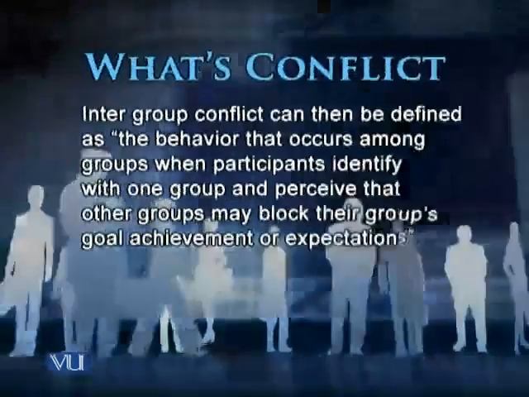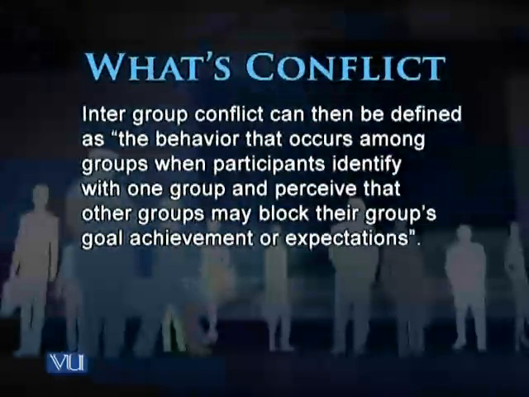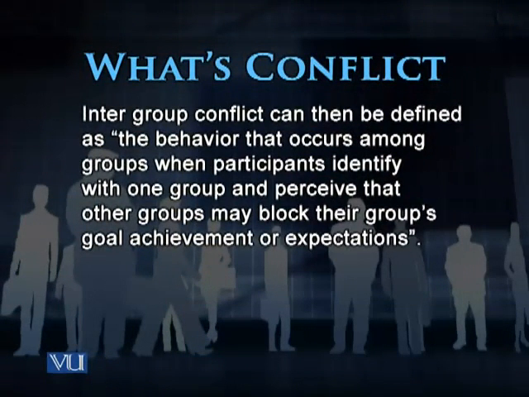and in the light of this discussion which we have had so far, we can define intergroup conflict as a behavior that occurs among groups when participants identify with one group and perceive that other groups may block their group's goal achievement or expectations. The underlined important word here is perceives. As I already said, most of the conflicts are a result of perceptions.